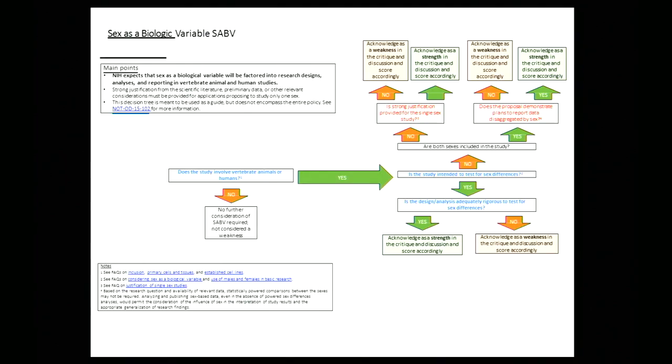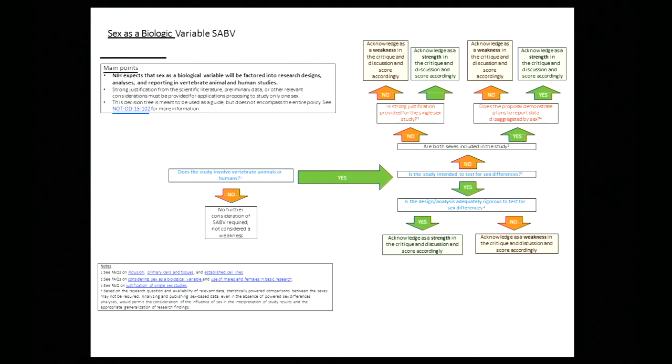The NIH expects, and this is the main point, that sex as a biological variable will be factored into research designs, analyses, and reporting in vertebrate animal and human studies. And it doesn't say cell lines here, but I think it's something you would be advised to discuss if you do work in cell lines, particularly based on the data that I showed you earlier, that there's definitely interaction of chromosomal sex with a variety of outcomes.